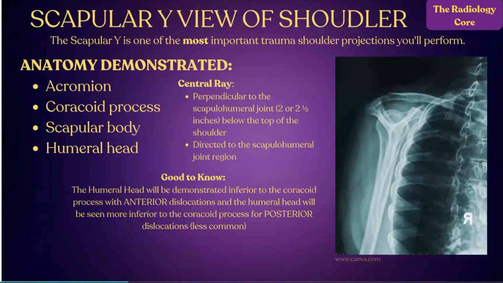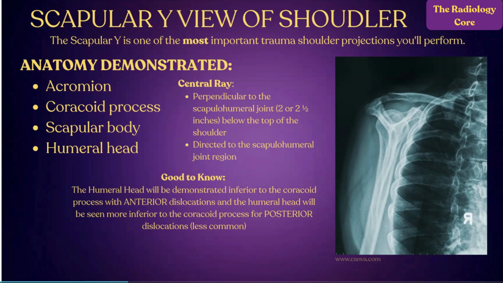Okay, so the scapular Y projection is another one of the views that we often do in our department. This is one of the most important trauma shoulder projections that you will see. A lot of times when patients come in the department with a dislocated shoulder, they will have their arm resting on their side, usually with the elbow up, holding their arm and elbow. And then you can see an obvious dislocation. Usually their arm will appear longer. That's usually a giveaway that they have a dislocation.